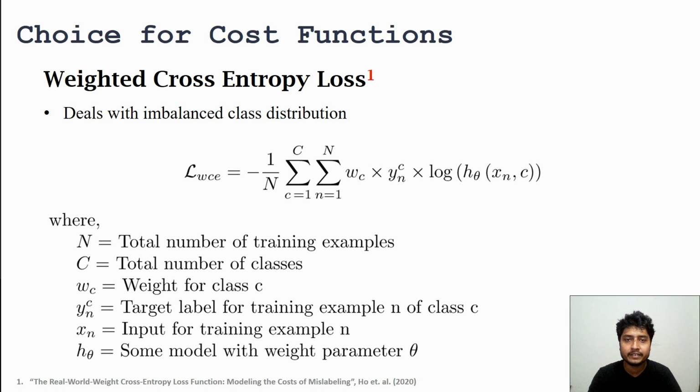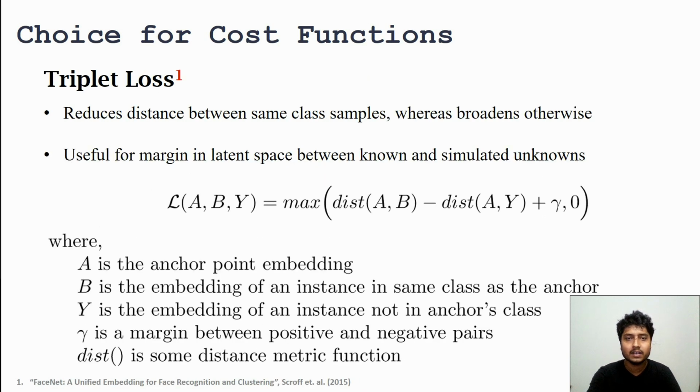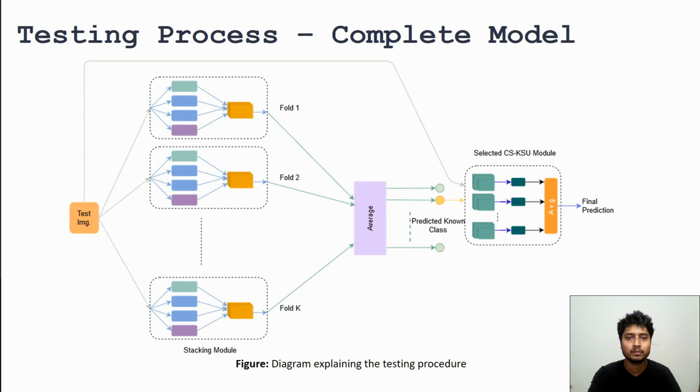In weighted cross entropy, the weight coefficient associated with the classes decide the penalization for incorrect instance classification. The triplet loss is computed in the embedding space. It aims at increasing the interclass distances while reducing the intra-class distances. Its objective was to ensure a gap of margin between the knowns and simulated unknowns.